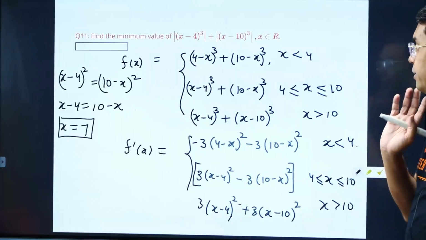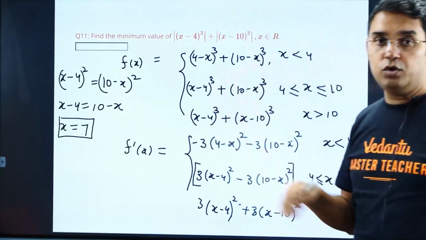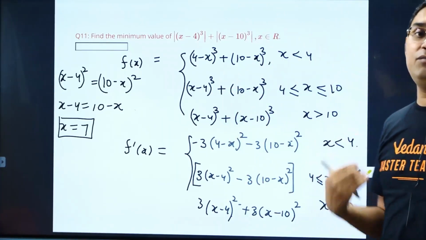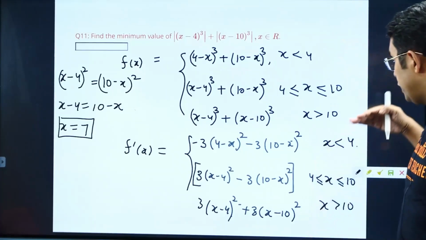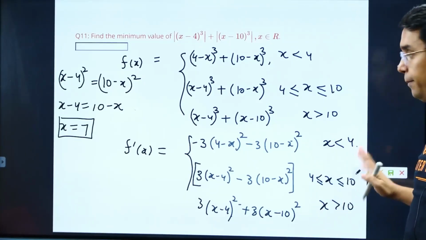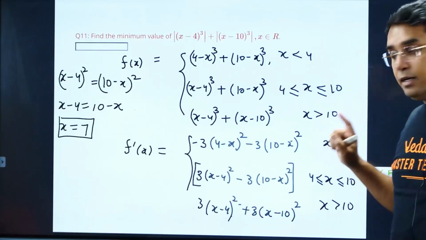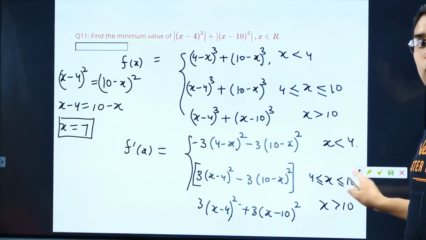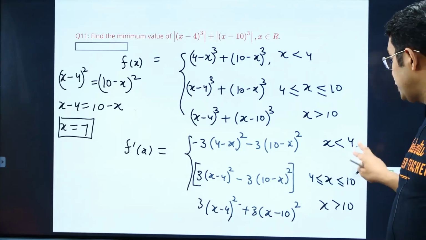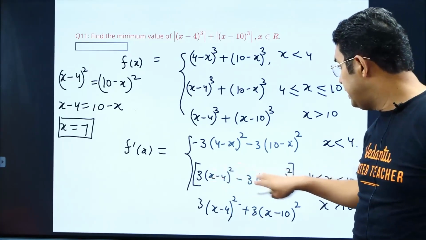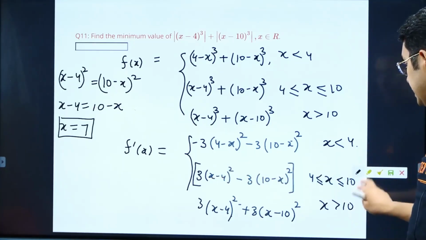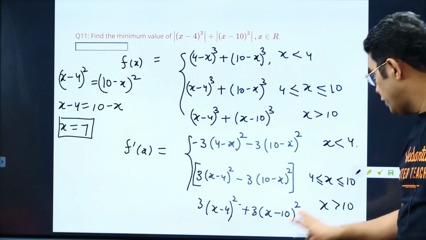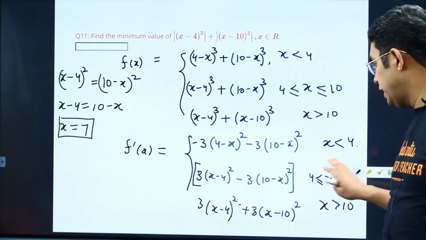Why I am doing this, let me tell you. Whenever there is a mod sign, you should always be skeptical whether the function is differentiable or not. So if you are doing this differentiation directly, then you should first check the derivative at these end points, and only then put the equal to sign. Here you can check at 4 the derivative was negative. Similarly at 10 you can check the derivative here is positive and here is also positive, and they are the same.